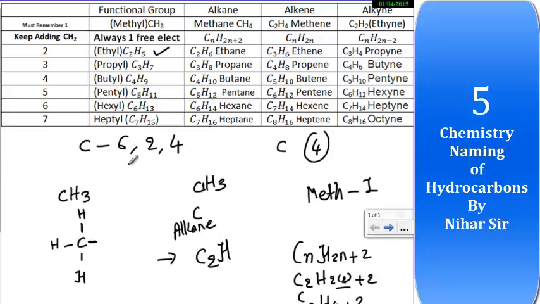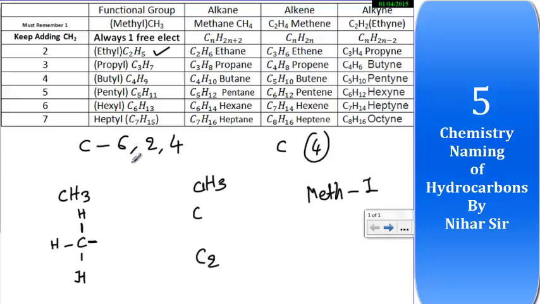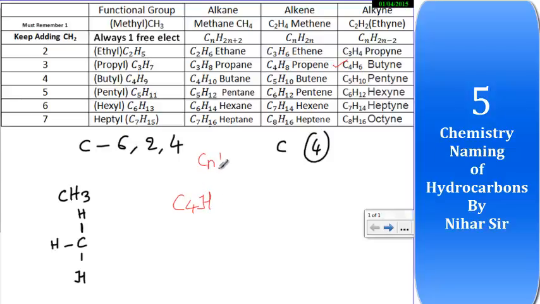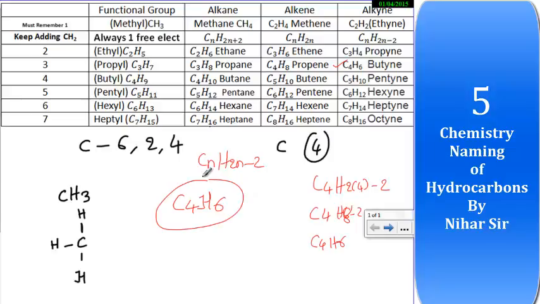So let's understand this. Let's rub the unnecessary things from the board. Now let's understand the alkyne group. If I say the number of carbons is 4, I am talking about butane. So I can find out how many hydrogens there are with this formula, CnH2n-2. Now I will substitute the value of n: C4H2 into bracket 4 minus 2, so C4H(8 minus 2), that is C4H6. So C4H6 belongs to the alkyne group.